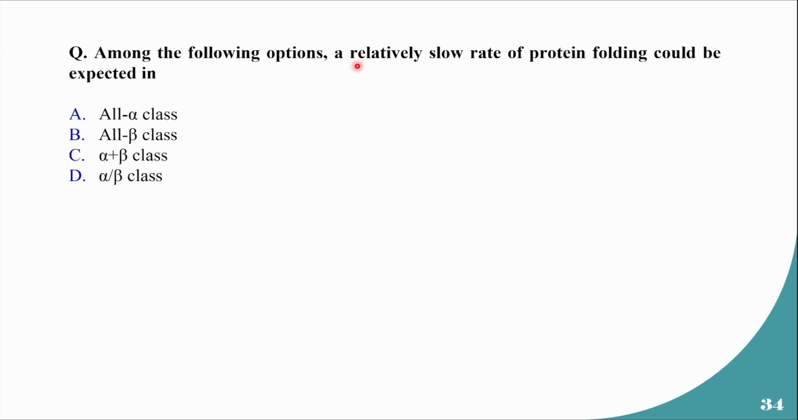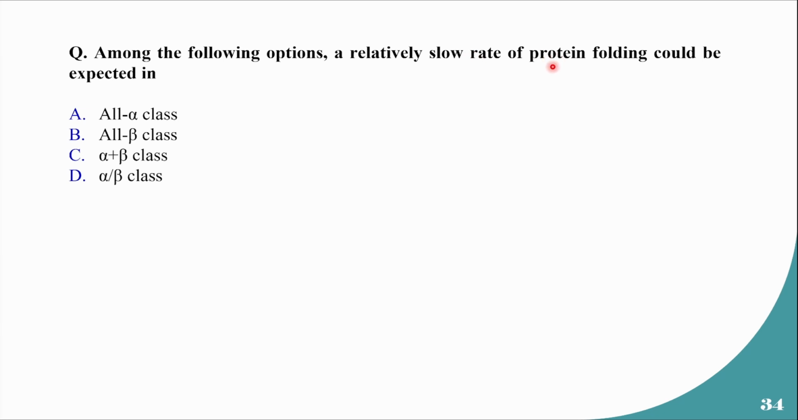Now, earlier we saw one slide where the alpha dominant, beta dominant proteins had their folding rate put against the long range order and contact order and so on. In a similar vein, we talked about the all alpha classes, which are mostly alpha helix dominant, the all beta classes, mostly beta sheet dominant, and the alpha plus beta and alpha/beta classes, which are mixed, right? So in which of these cases would a relatively slow protein folding rate be expected?